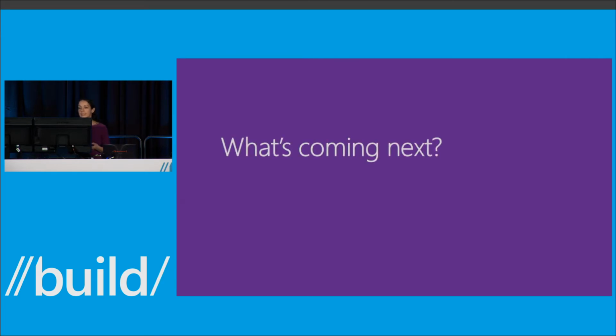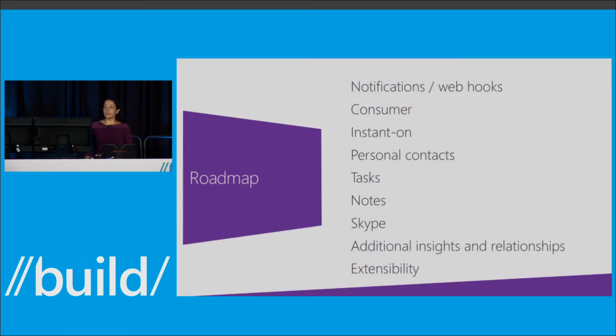So what's coming next? Here's the roadmap for where we're taking the unified API. We are adding notifications and webhooks-type support in the next few months, where you're going to get the capability to register for events on the multiple entities supported by the API. We're going to add support for consumer as well. And we're going to get instant on.